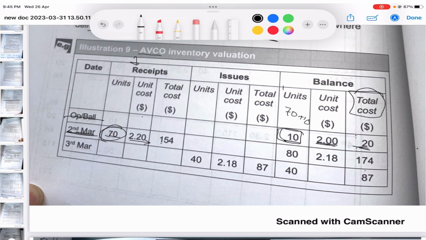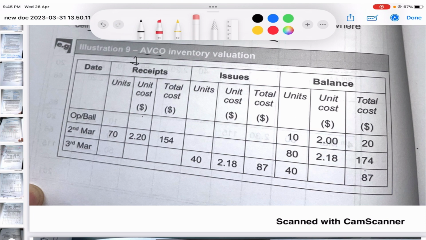Now let's go to the total costing. From earlier, I had a total costing of 20. Now my new total costing is 154. So my new balance of total costing is going to be 20 plus 154, which will give me 174. And if I have my total cost and my number of units, then how am I going to find my cost per unit? I'm just going to divide 174 by 80, which is my total cost divided by my units. Then I will get the middle row, which is the unit cost.